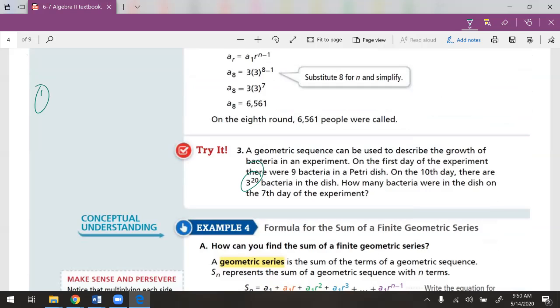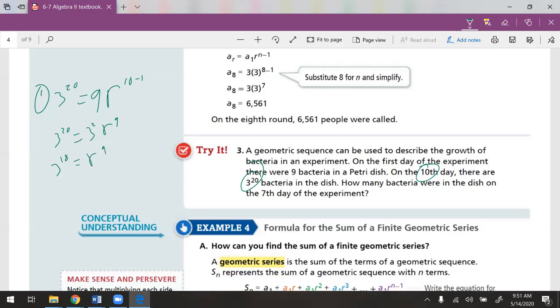Okay, so step 1, let's find the equation. 3 to the 20th is equal to 9 multiplied by r to the 10 minus 1. Okay, that's important. Or r to the 9th. So here's the kicker. 3 to the 20th, I can actually change 9 into 3 squared. And I'm going to show you why. I'm going to divide this by 3 squared. 20 minus 2, that's 18. Remember, when we divide, we subtract the exponents.